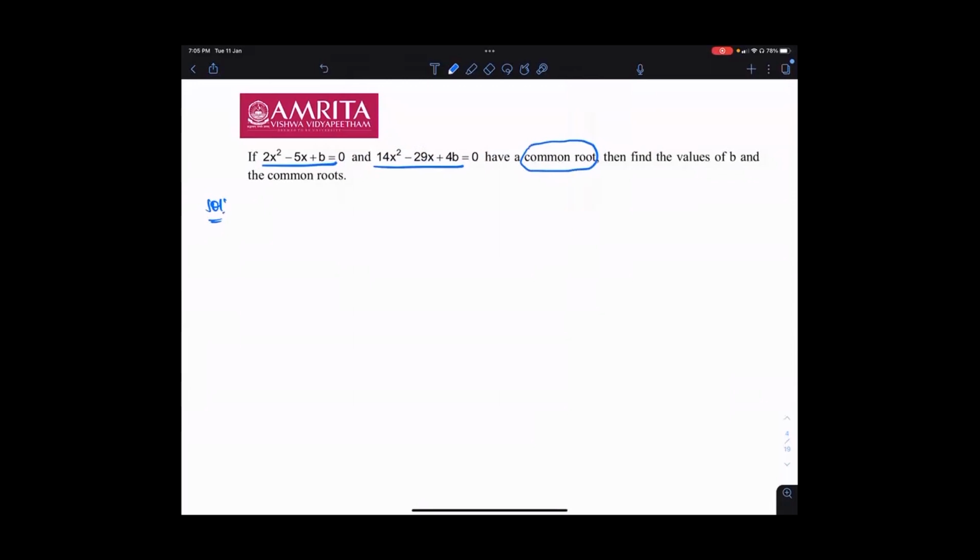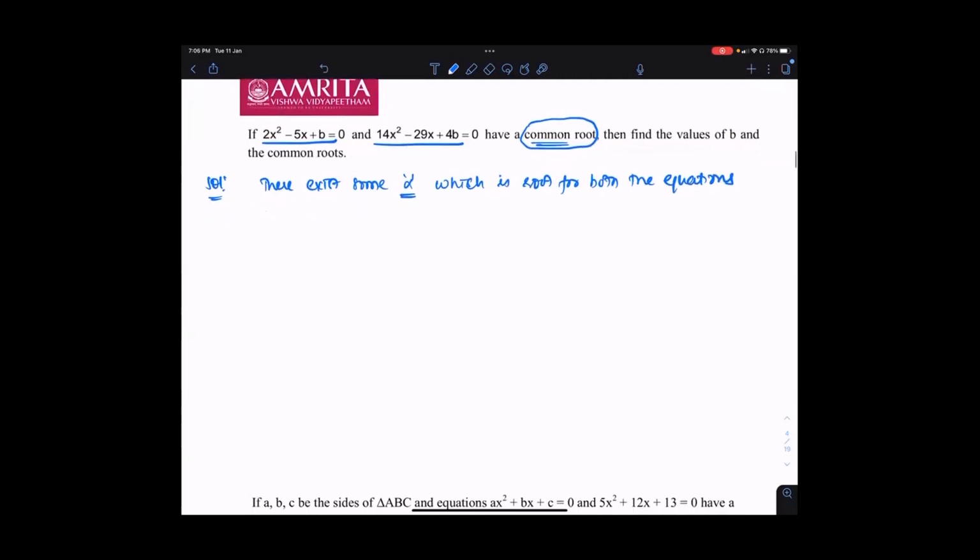It means there exists some alpha which is a root for both the equations. That's why we call it a common root. So let's say alpha is the common root. That means it should satisfy both the equations. Simple. In every common root question, this is what you need to do. There are only two models. So this is the first model in the common root.